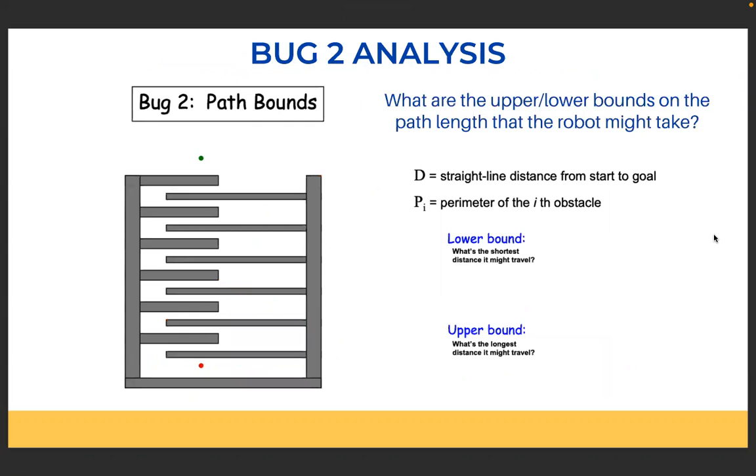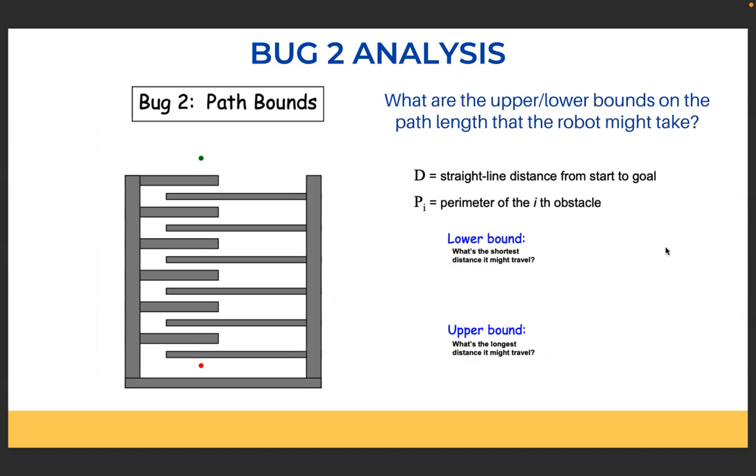Again, we'll look at the analysis. We look at what could be the lower bound and what could be the upper bound of these bug algorithms. So again, what do you think could be the lower bound? We have a start location, we have a goal location. There are no obstacles in between. It's only a straight line. The lower bound here is again D.